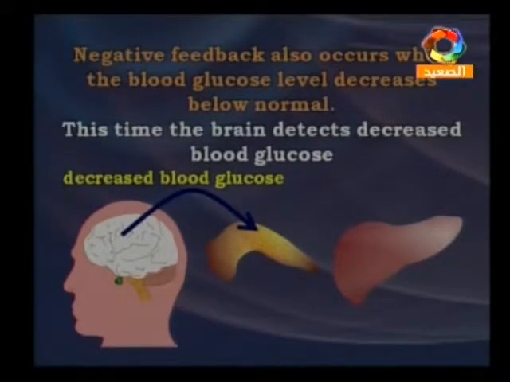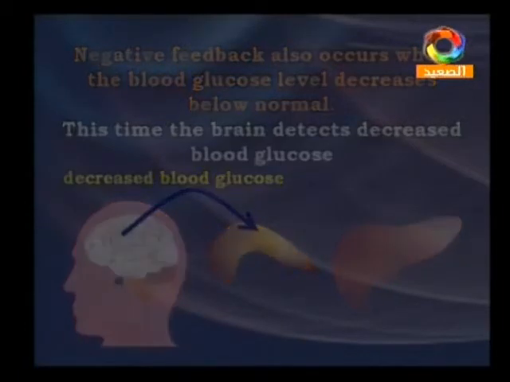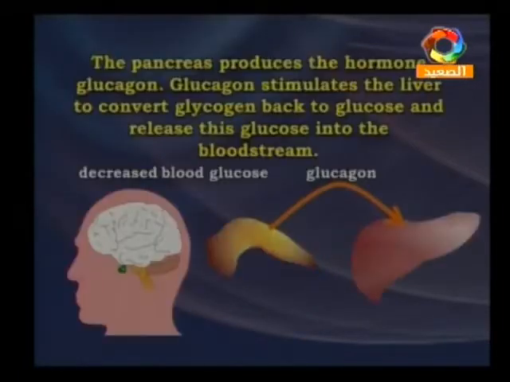It occurs when the blood glucose level decreases below normal. The normal level of sugar is about 104. That is the normal level of glucose in the blood of our body. This time the brain detects decreasing blood glucose and takes order from the pituitary gland to make the secretion of glucagon hormone, like this.